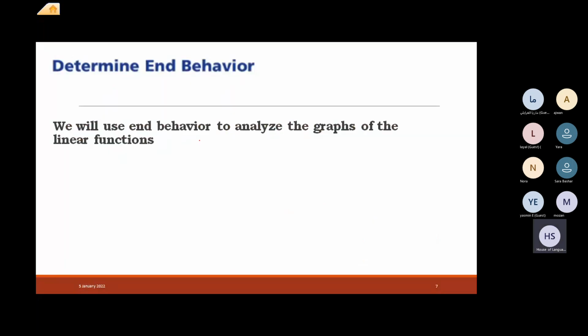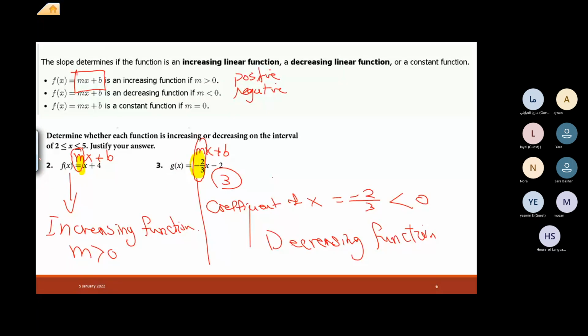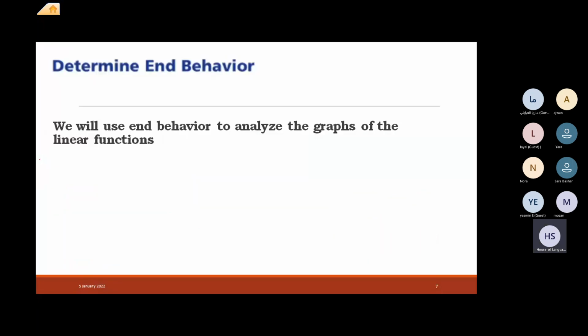Now let's talk about the second characteristic of the linear functions, which is the end behavior. We talked about increasing, decreasing, or constant. Now let's talk about the end behavior. This is the thing that you want to write. The end behavior is to analyze the graph. What do I mean by the end behavior?